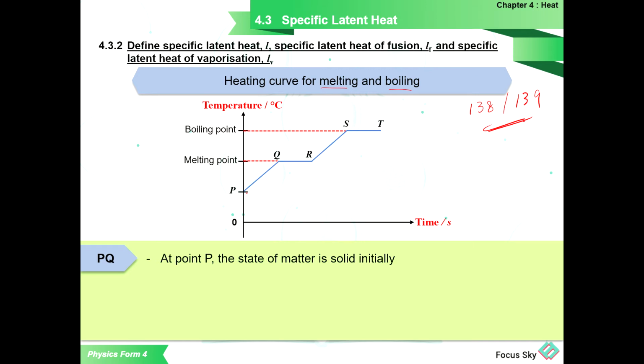For each part, P to Q, Q to R, R to S, and S to T, so 1, 2, 3, 4, these 4 parts, make sure you can explain. We start from P. At P, what happened? Let's say this is a solid. Let's say this is a block of ice. Solid.